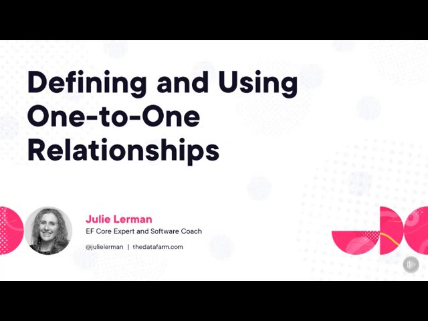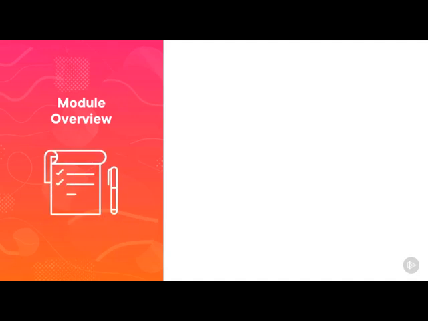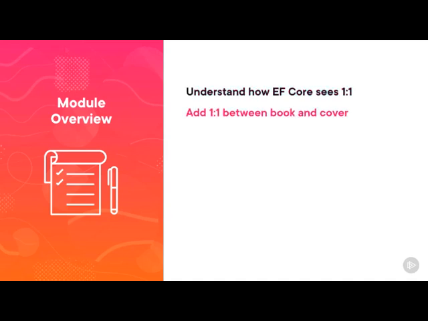In this module, you'll learn how EF Core comprehends one-to-one relationships when you're mapping them and interacting with them. First, I'll give you some insight into how EF Core interprets one-to-one relationships in your model. Then I'll connect some existing classes, the book and cover, in a one-to-one relationship. We'll migrate the database and note that we have to pay attention to some pre-existing data in the database that's now involved in this relationship.